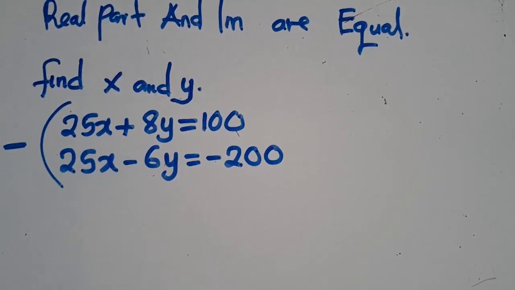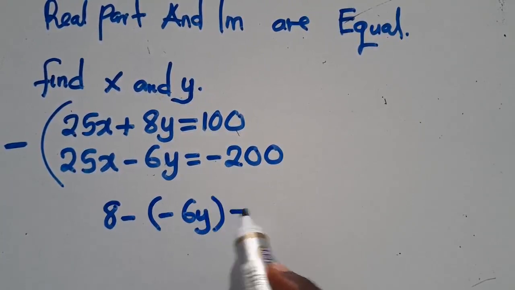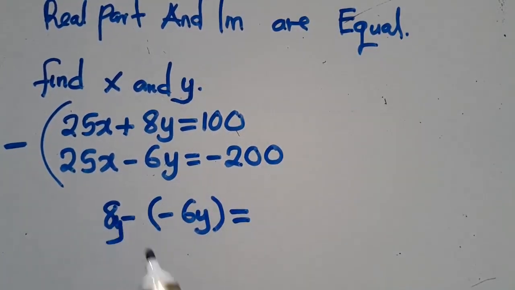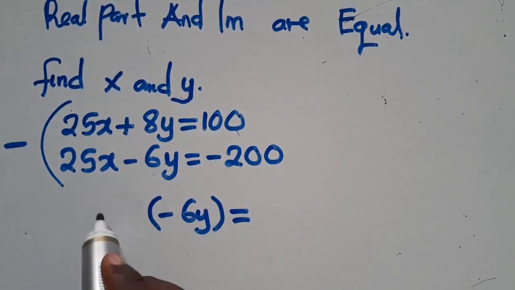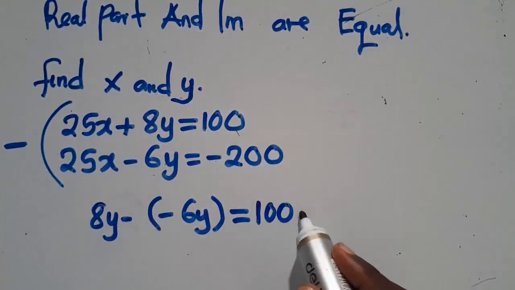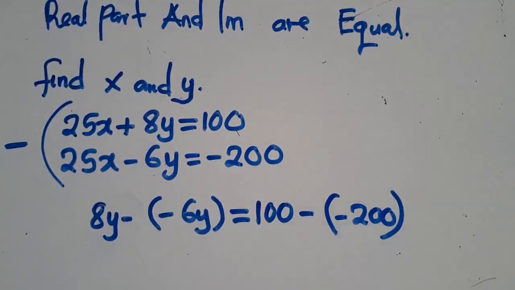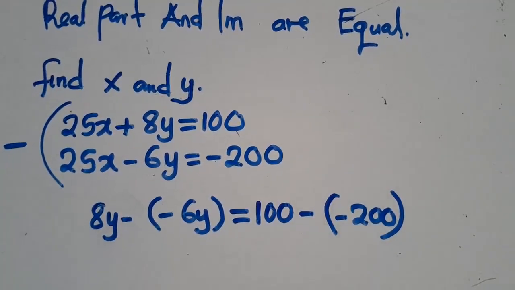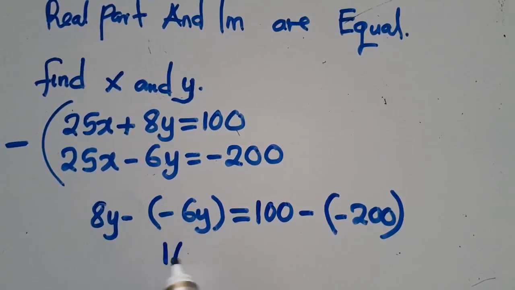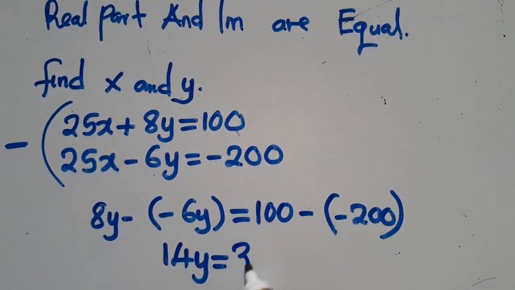We are going to have something like 8y minus negative 6y, which is equal to, have you seen, 100 minus negative 200. Here we are adding, so just the same as adding, we are saying 8 plus 6. What answer are you getting? We are getting 14. So this is positive 14y is equal to, here this is plus, so you are adding 300.